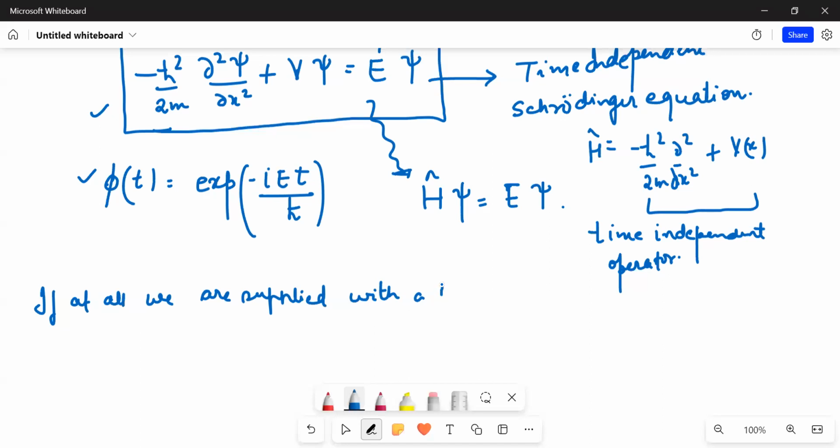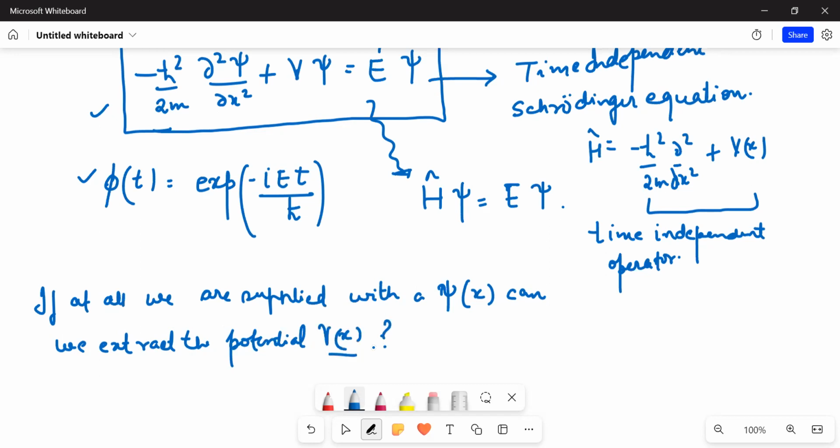a wave function which is entirely dependent upon x, can we extract the potential form? Let us see that in a little bit of detail. Can we extract the potential? So this is our main query.